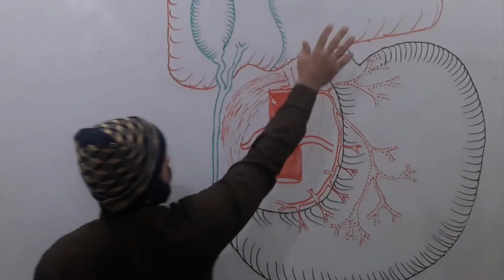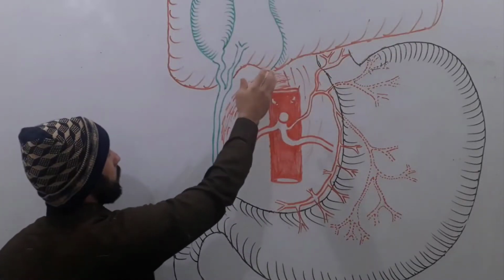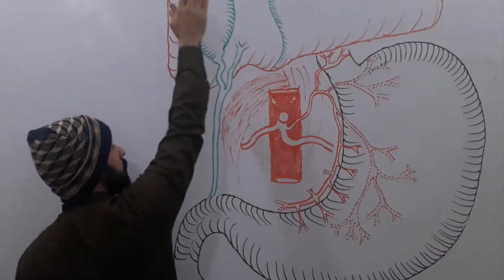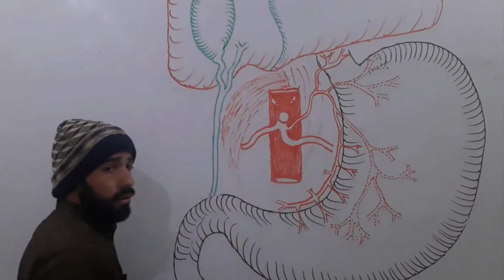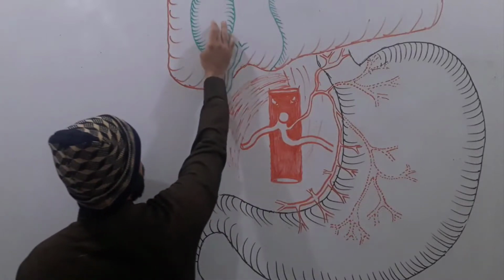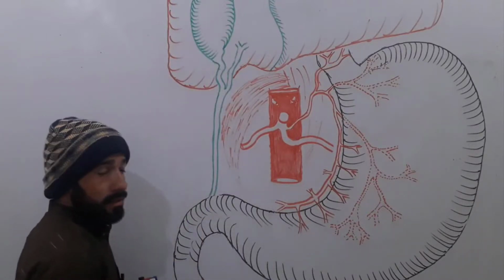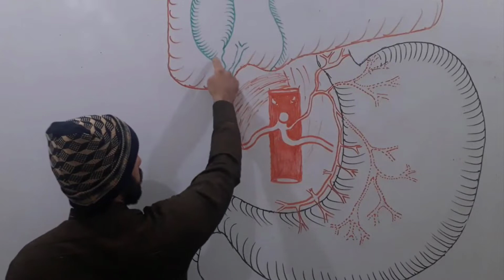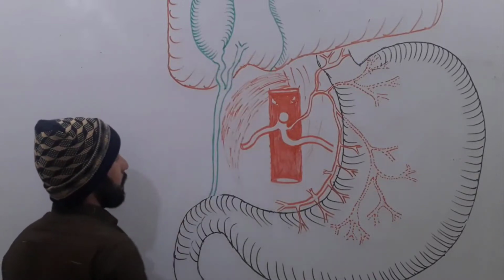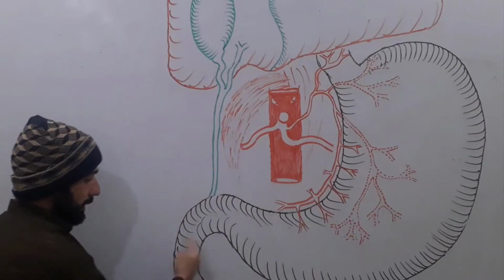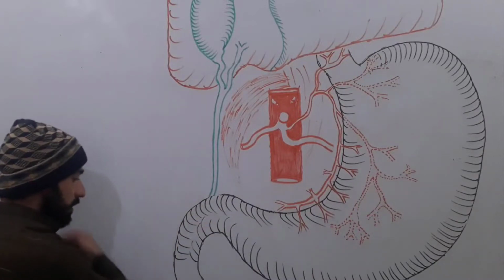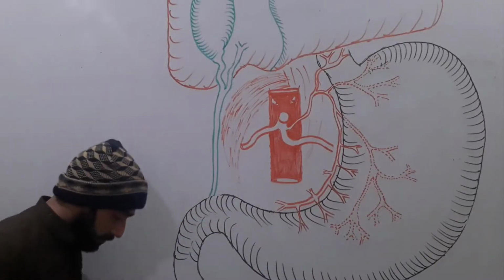This part is our liver, right? And we have turned the liver like that, right? This is the visceral surface of the liver. Here you can see this is our gallbladder. This is the cystic duct, this is the hepatic duct, the common hepatic duct, then the common bile duct leading to the pancreas, and then into the ampulla of Vater to the duodenum.